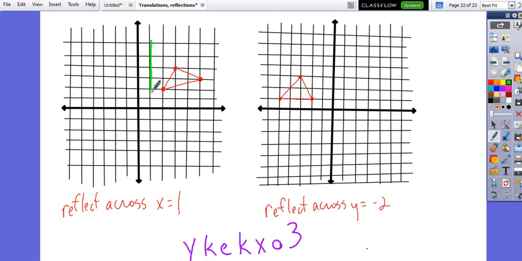So draw a vertical line at x equals 1 on one of your graphs. In other words, just go over 1 unit and draw a vertical line. Anytime you have x equals a number, it's a vertical line. If you have y equals a number, it's a horizontal line. So I want to reflect across this line x equals 1. Go ahead and do the coordinates of this triangle: right 2 up 2, right 3 up 4, right 5 up 3. Do those coordinates.